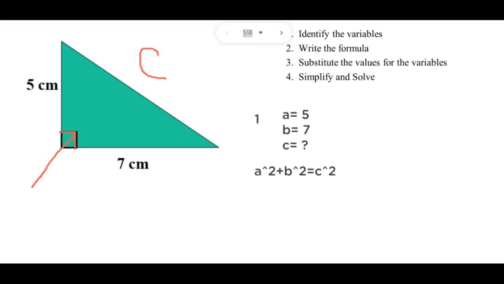What is the next step? This is the second step. Now I'm on the third step, which is to substitute the values for the variables. The values will be the numbers. Therefore, we said A was going to be 5, so I have 5 squared plus 7 squared, and that equals C squared.